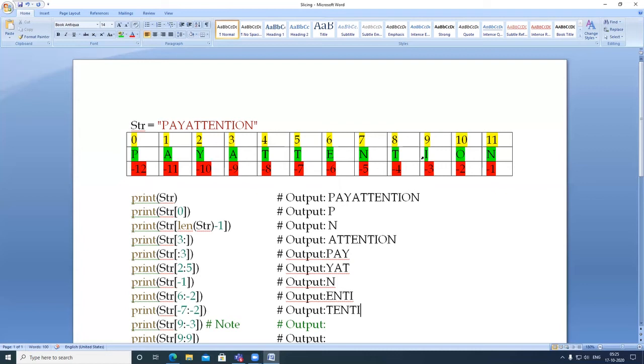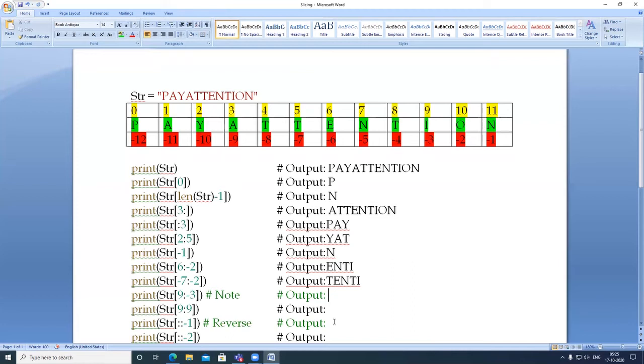Now note this one. My positive index is given as 9, and the negative index is given as 3. When they give a positive and a negative index which point to the same location and you want to print what is present there, you will not have an output, you will have a blank line. Hence I have marked it as a note. You have to keep this in mind. Similarly, 9:9 also will not give an output.